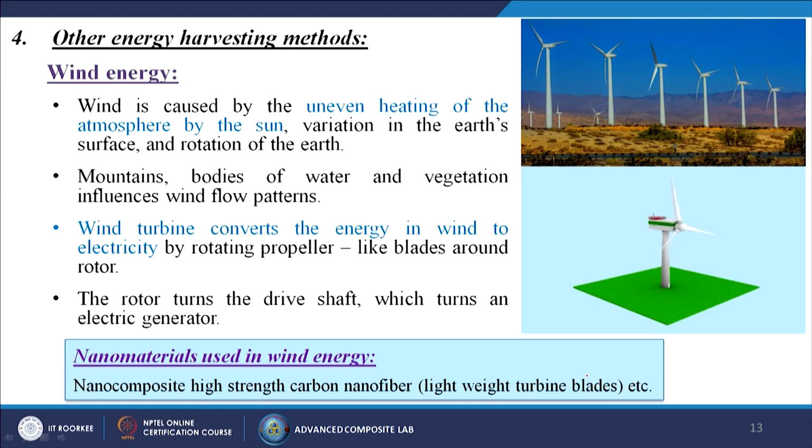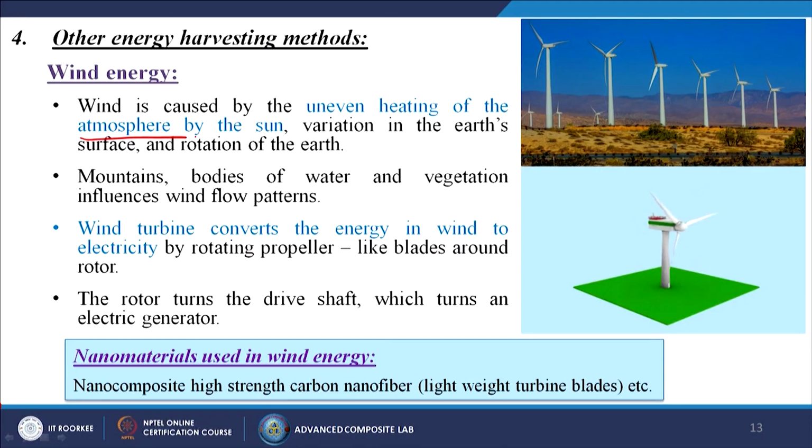Next is the other energy harvesting methods. First is wind energy, which is also available in plenty. Basically we can get it at the seashore, at the top of a hill, or on any kind of mountain. Now, how are we converting it? We simply change the wind energy into electricity. Wind is caused by the uneven heating of the atmosphere by the sun, variations in the earth's surface, and the rotation of the earth.